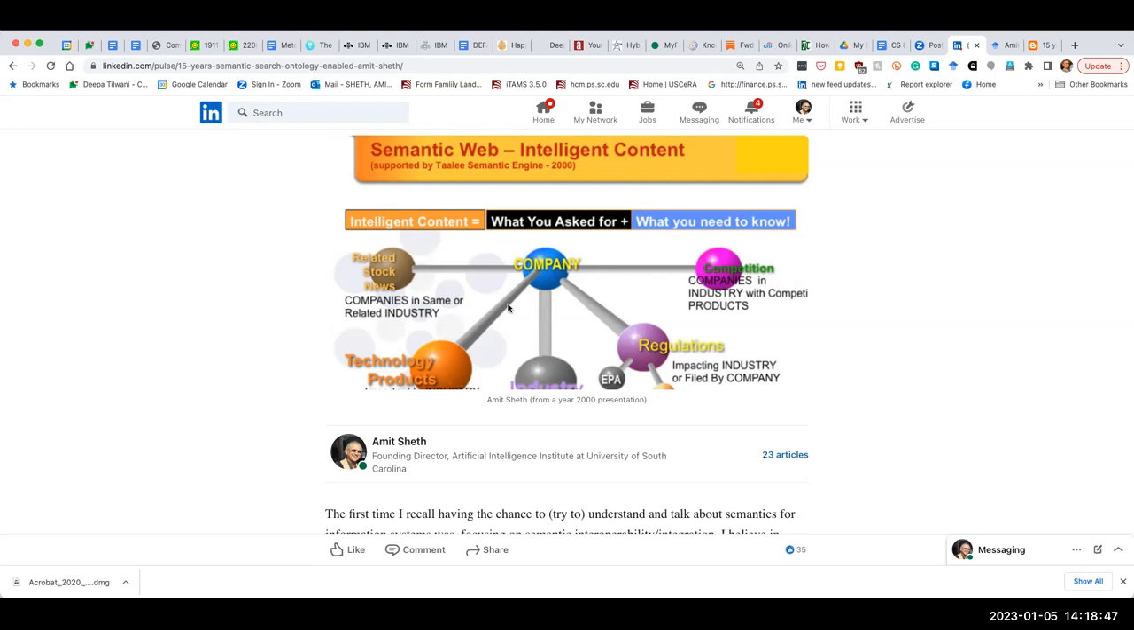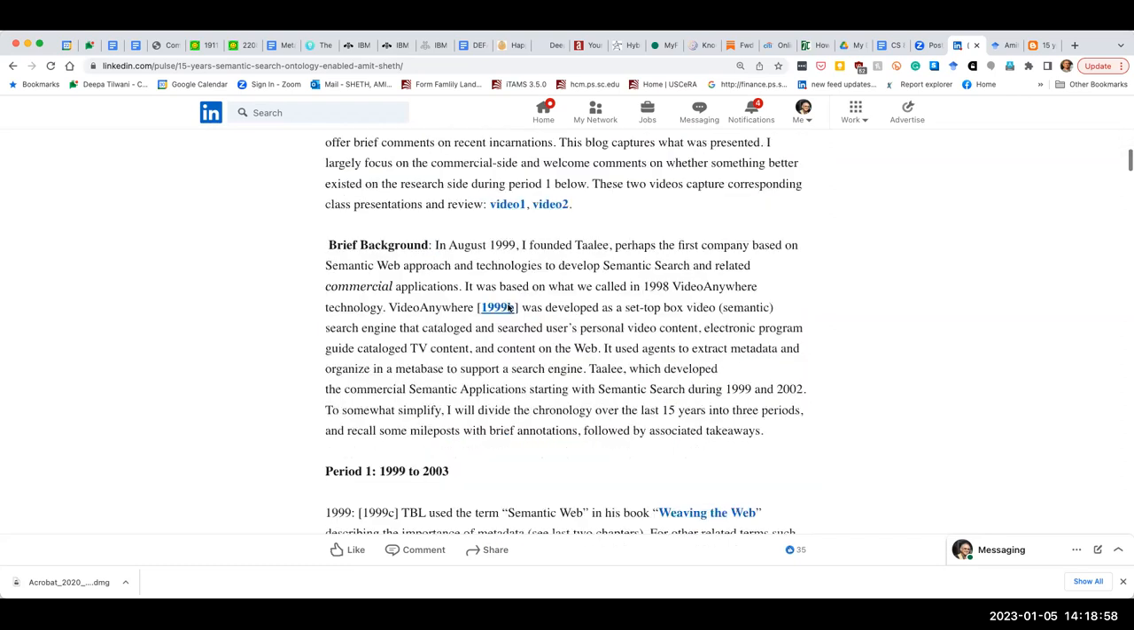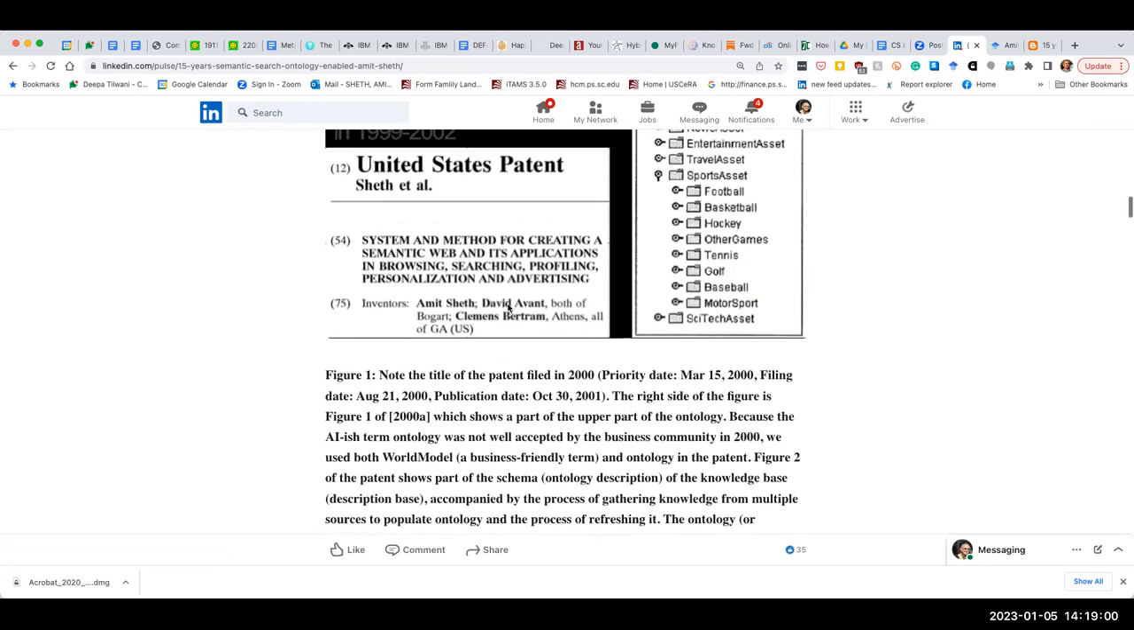And we had a search engine with several children. We even had a product for semantic advertisement. So if you look at the patent, and it was even higher before: Semantic search for creating a semantic web and its applications in browsing, searching, profiling, personalization, and advertisement.